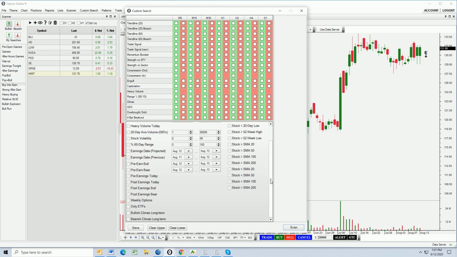And then I'm going to use a rather unique search, and some of you have been asking me about this as well. I'm going to go into bearish climax long term, and I'm going to scan, and I'm just going to see what comes up. And so I went through these stocks, and I'll be looking for a stock that is strong relative to the SPY and that has this bearish climax long term. What the heck is that? Let's run the scan.